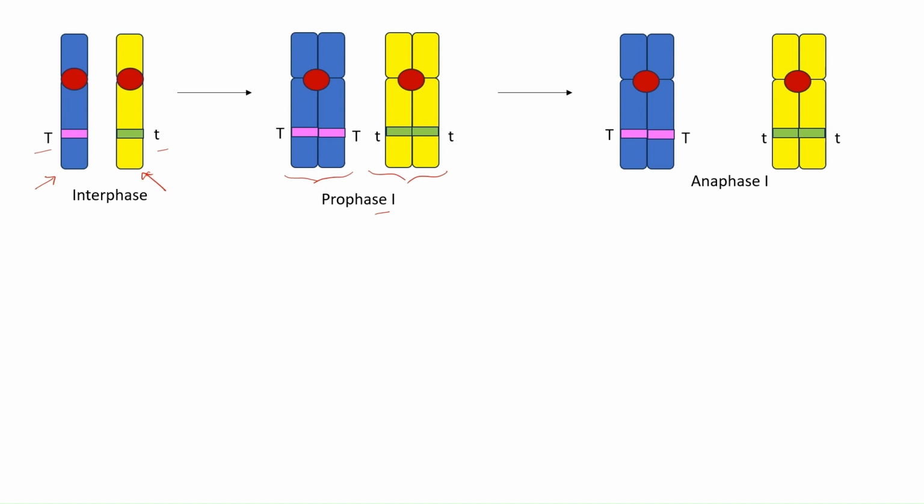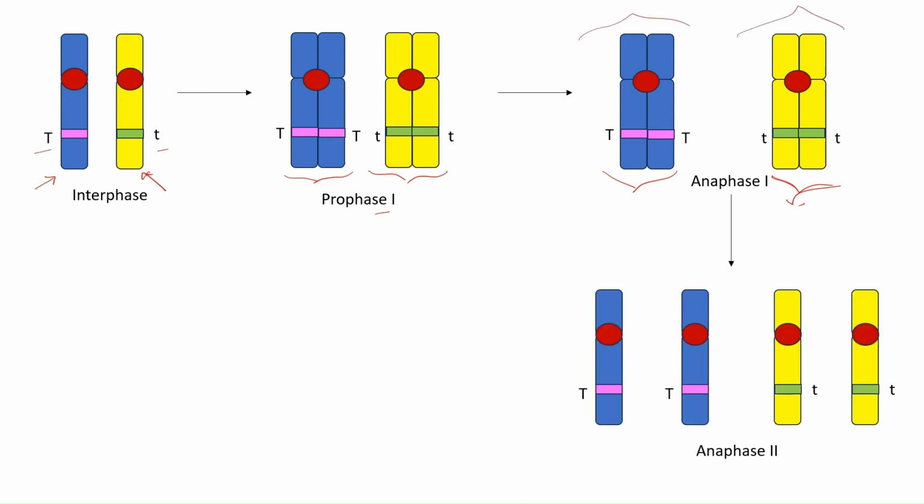When there is no crossing over, only two types of gametes will form, the capital T type and the small t type. When these two get separated, they form the same type of gamete, capital T and capital T. When these two get separated, they form the same type of gamete, small t and small t. So when there is no crossing over, the segregation of the alleles happens at anaphase 1.